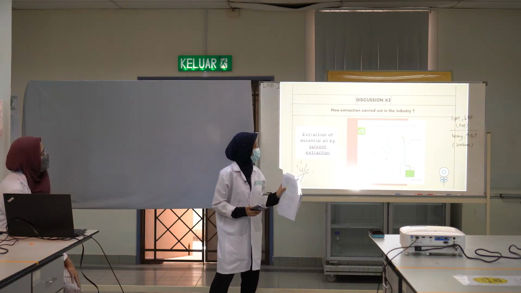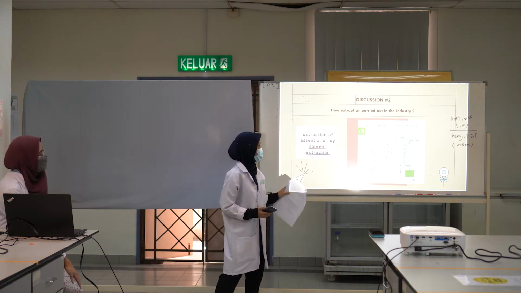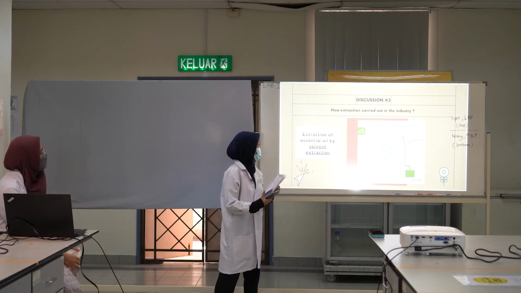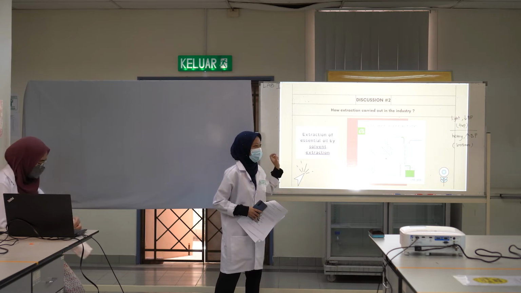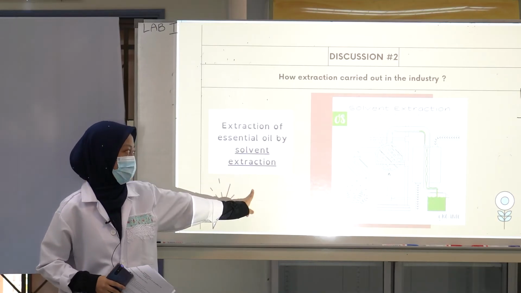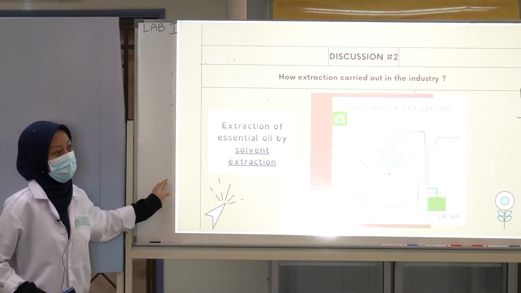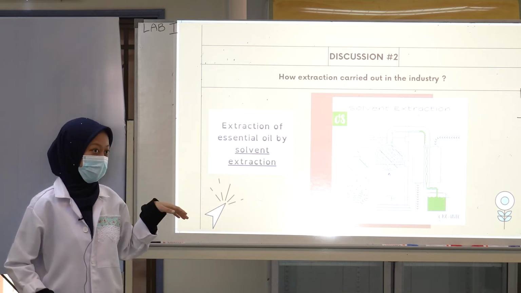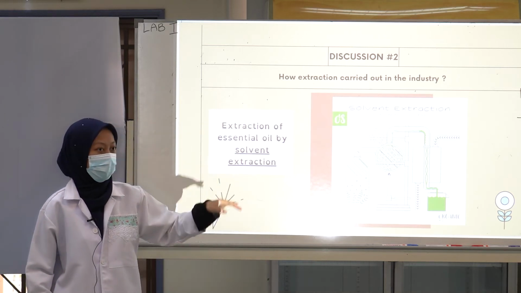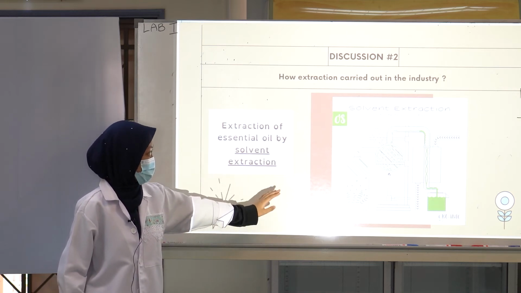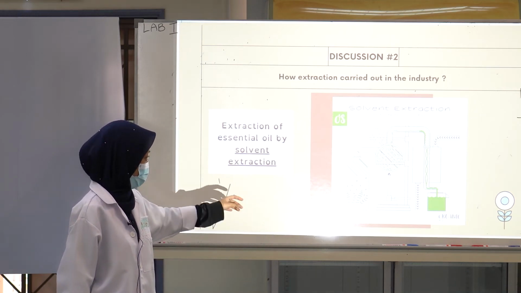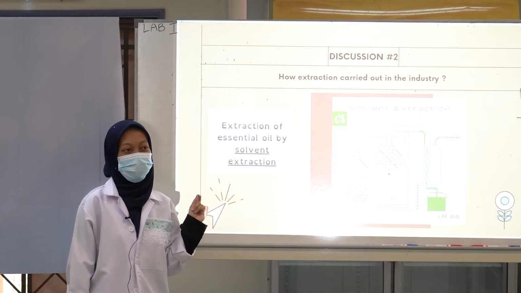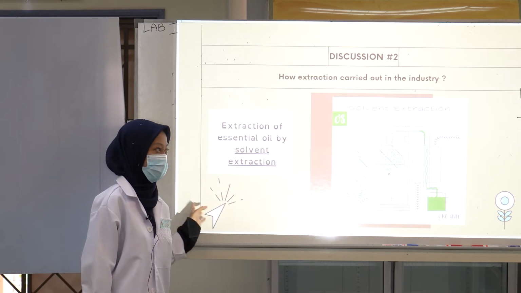So discussion 2 is how extraction is carried out in the industry. For this part, I chose extraction of essential oil on an industrial scale by solvent extraction. There are many types of extraction, such as steam distillation, liquid extraction, solvent extraction, and many more. Here I choose solvent extraction, which is one of the methods mainly used in industry.